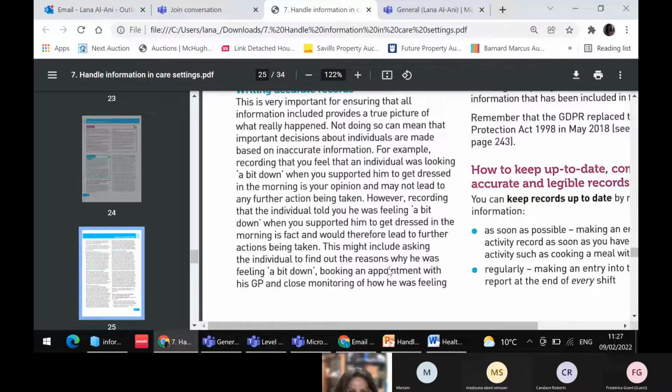So I ask him why you are sad, why you're down. Is it something that happened in your family? Is it something related to your health? Are you sad because of something you remembered from the past? I need to take all the information from the client and write it down.